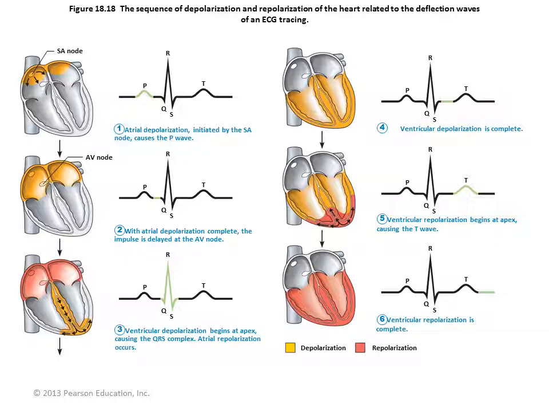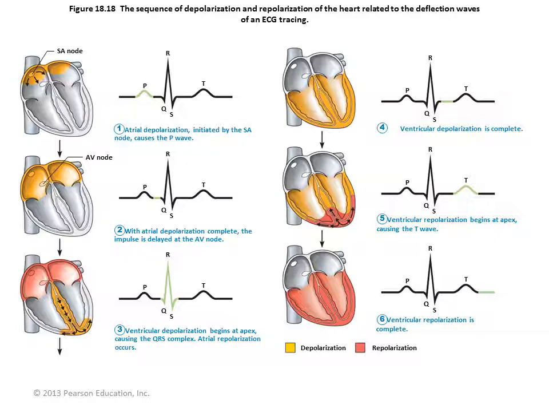The QRS complex shows ventricular depolarization and atrial repolarization. The T wave shows ventricular repolarization. The PR interval is the beginning of atrial excitation to the beginning of ventricular excitation. The ST segment is depolarization of the entire ventricular myocardium. The QT interval is from the beginning of ventricular depolarization through ventricular repolarization.